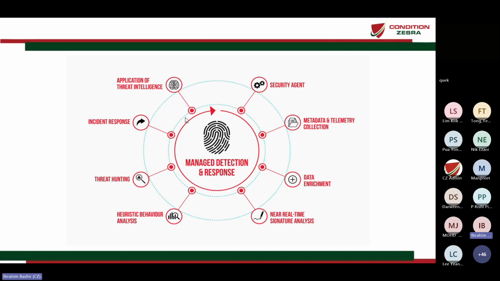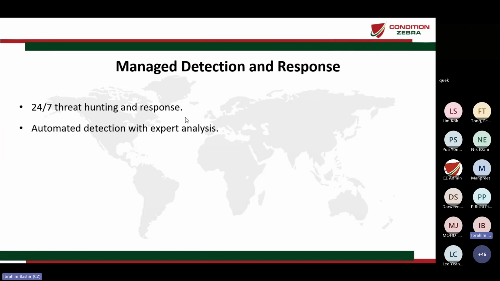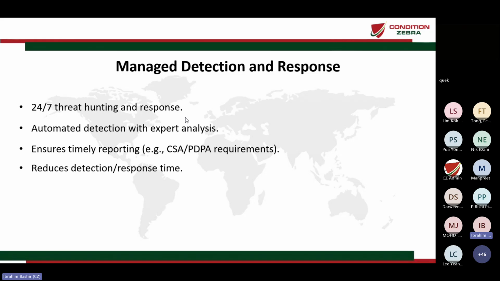And incident response. Touch wood, if any incident happens, the team is there to respond on your behalf, even while you're sleeping at 3 a.m. or 4 a.m. So this MDR provides you 24 hours threat hunting and response. It provides automated detection with expert analysis by our team, ensures timely reporting to comply with the Cybersecurity Act or the PDPA laws, and helps you reduce detection and response time.